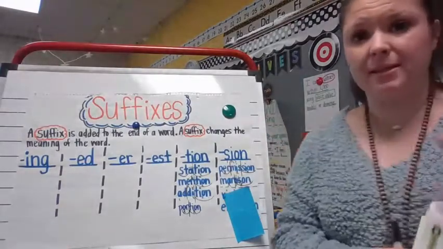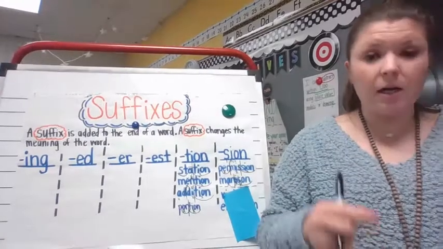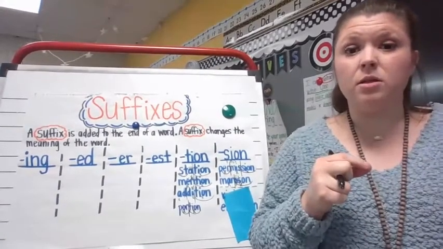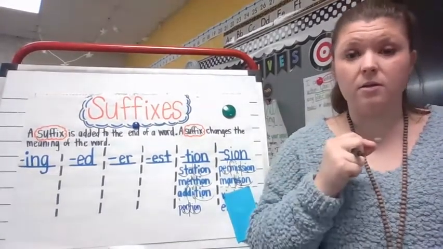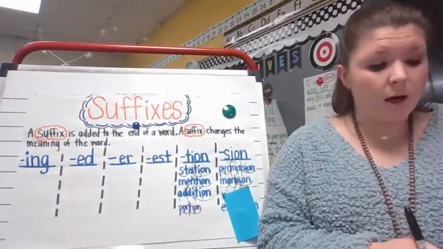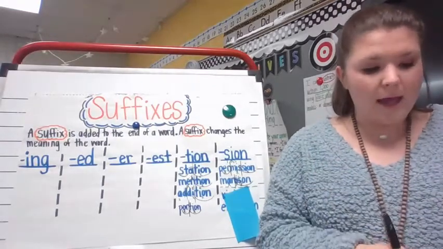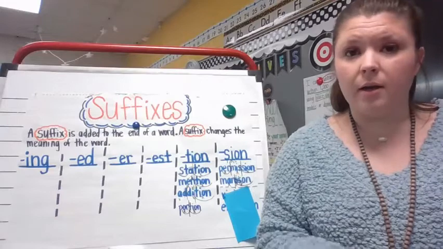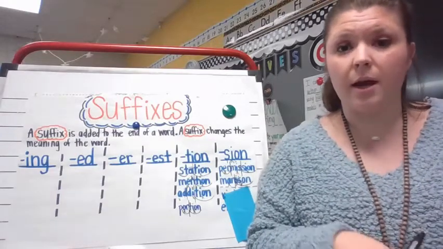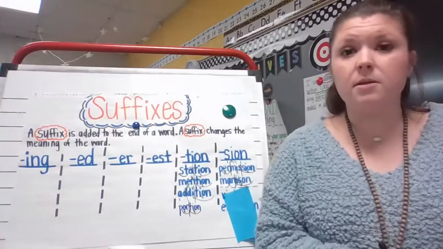Now, the second sound that S-I-O-N can make is the sound that says zun. Zun. Okay? Z is new. So listen for it in the following word. Excursion. Excursion. Okay? Say that sound with me. Z.